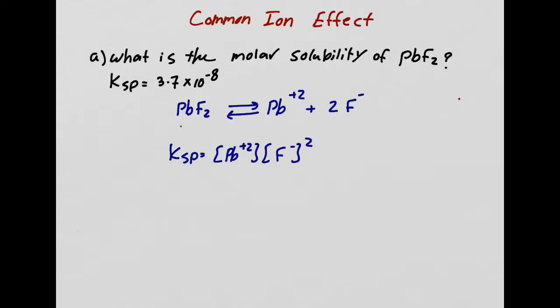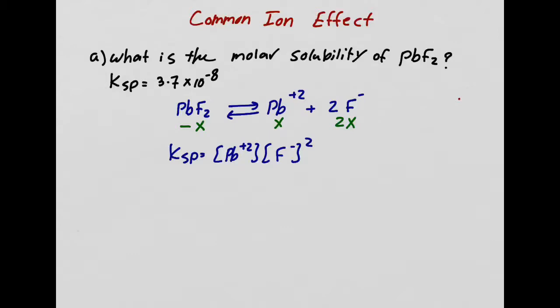Okay, now this is solid. Of course, it's not going to be part of the KSP. Now we said that molar solubility is basically the X. As lead-2 fluoride dissolves, you end up forming lead and you end up forming fluoride. So X and 2X based on the coefficient, right? One of these dissolves, you end up with one of these, and you end up forming two of these.